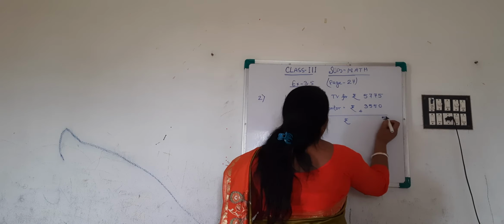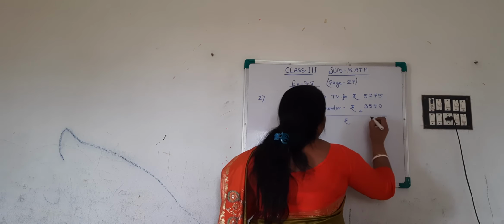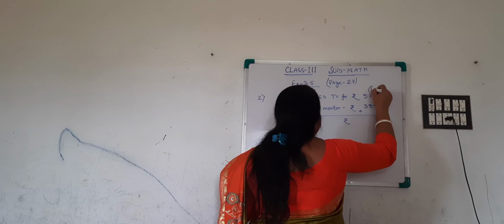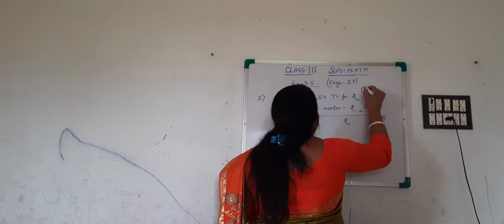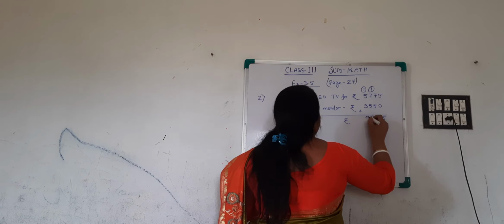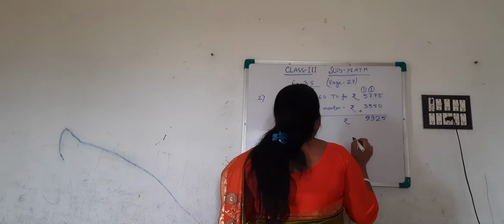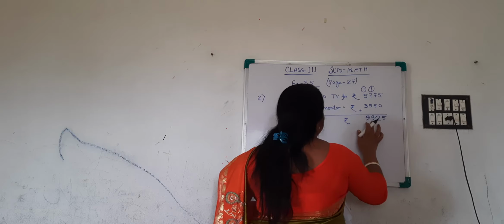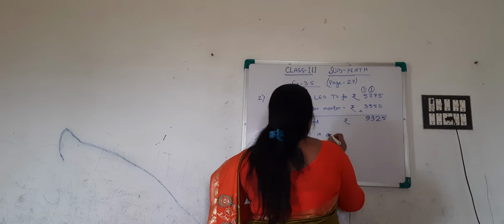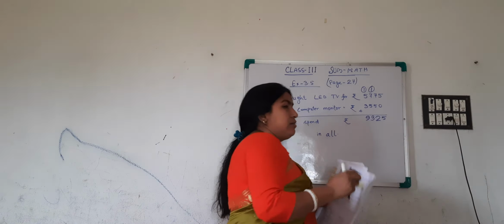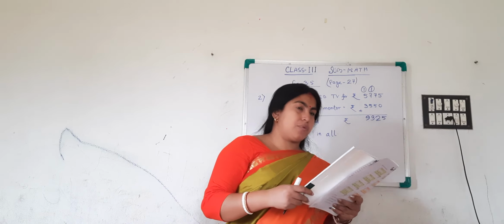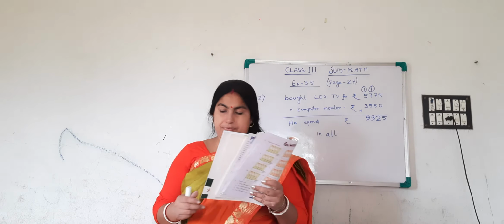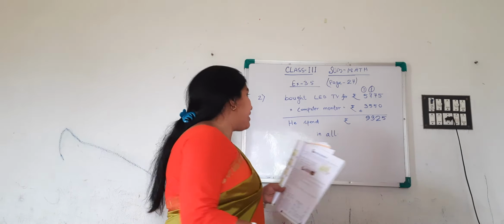So 5 plus 0, 5. 7 plus 5, it's 12, 2, 1 carry. 7 plus 5, 12 plus 1, 13, 3, again 1 carry, 5 plus 3, 8 plus 1, 9. Okay, so this is your required answer. So he spent rupees 9,325 in all. Okay. Now come to the next question.